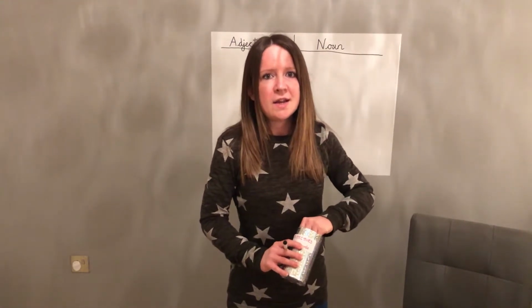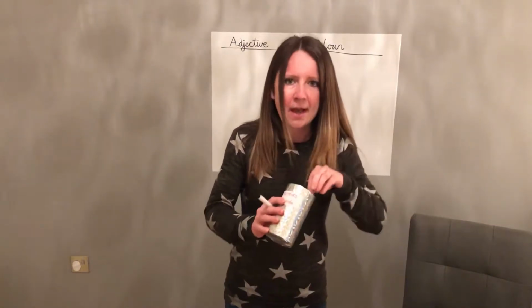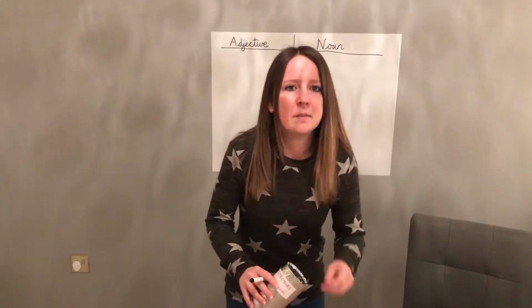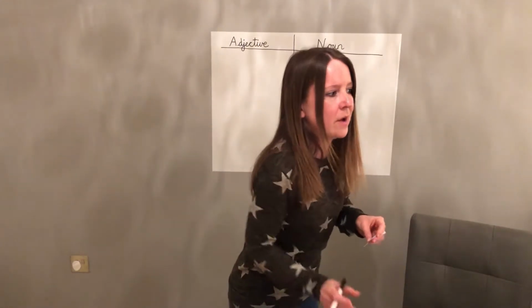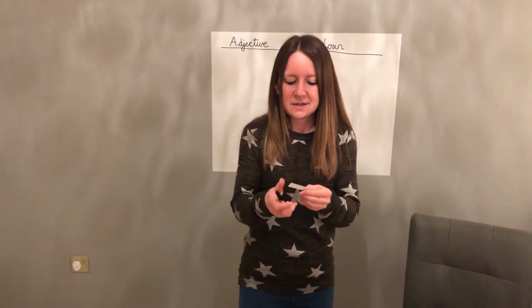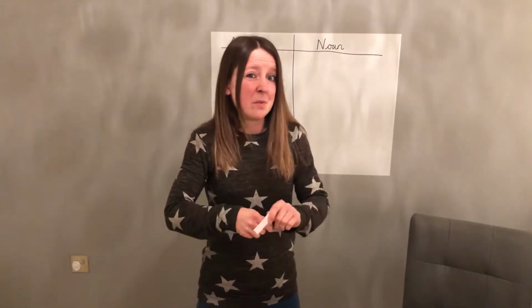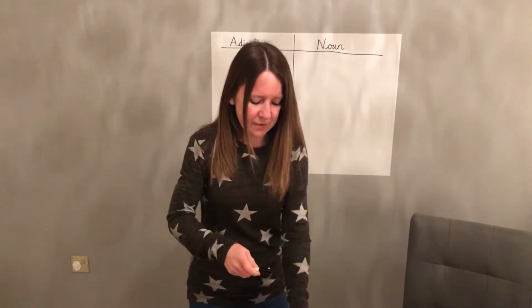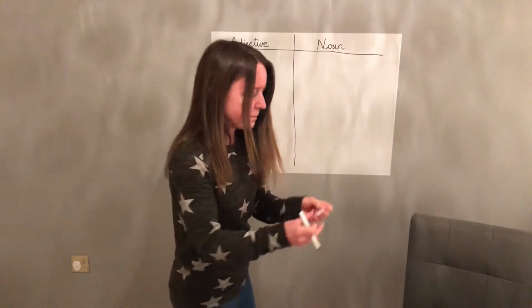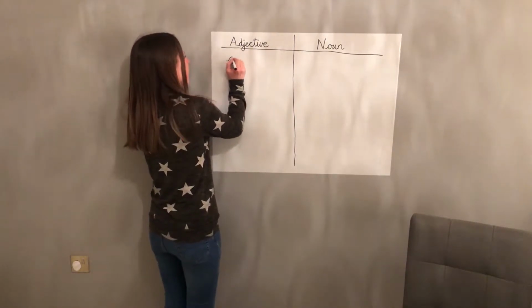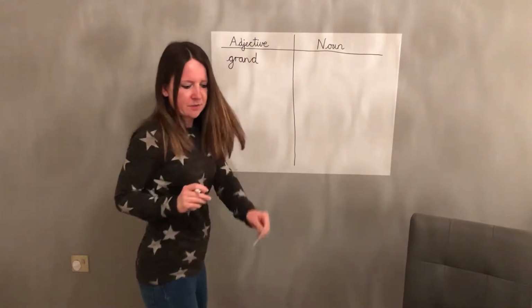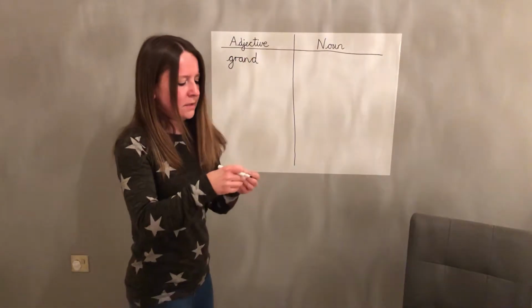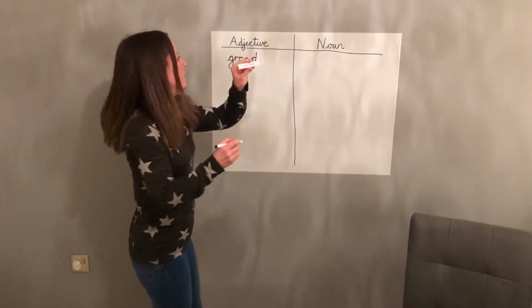So I'm going to start with 3 adjectives. I'm going to pick out 3 from my pot and then I'm going to write them on the board. As I'm writing these on the board, you can perhaps think about what that adjective means as well, and what noun you might need to describe it with. My first one is grand. A good adjective. The next one is enormous.